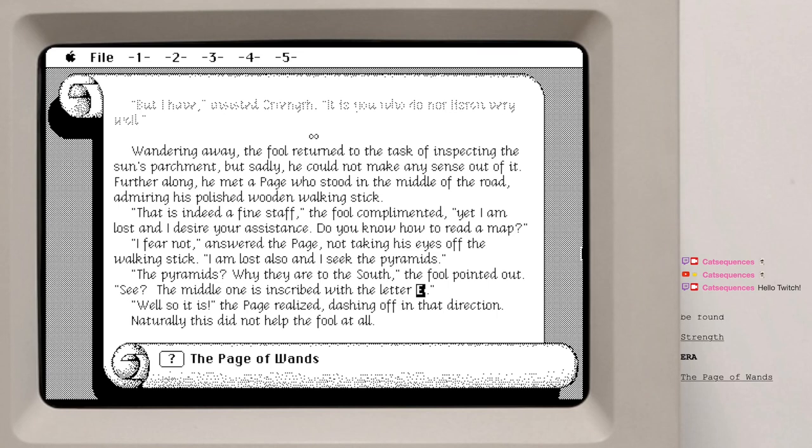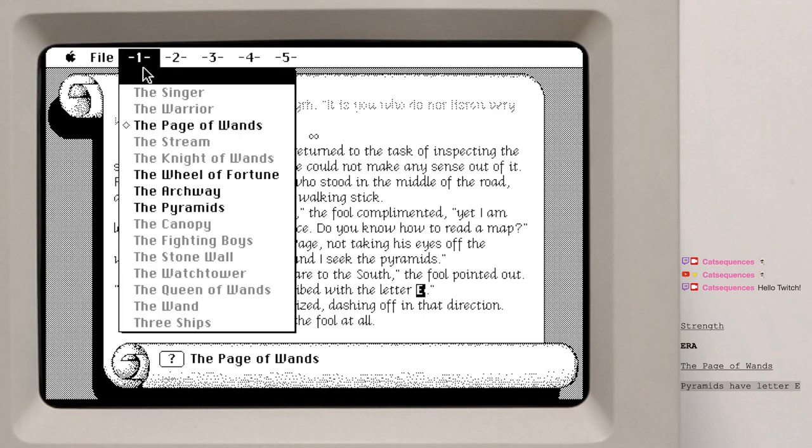Interesting. So I think we did talk about that when we got to the pyramids. But the world, yeah, on the map has stone, bridge and pond. Oh. Wands, pyramids have letter E. That's a pound sign. Right, and we don't need to be underlined for that. So yeah, I don't know how that helps us particularly. But we look at the map? I'm tempted. Oh, the page of wands was a backfill. Interesting.